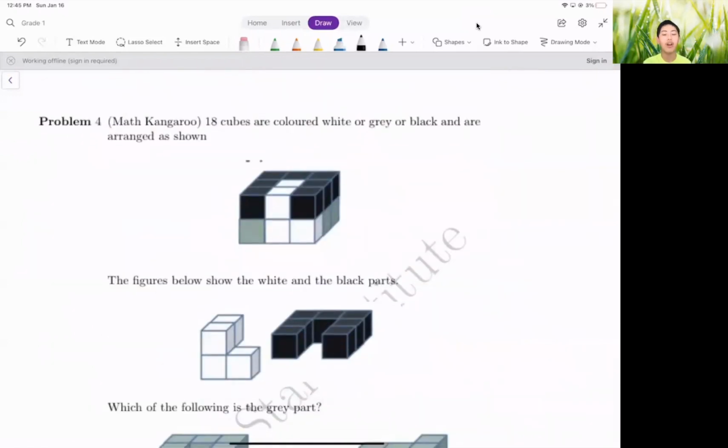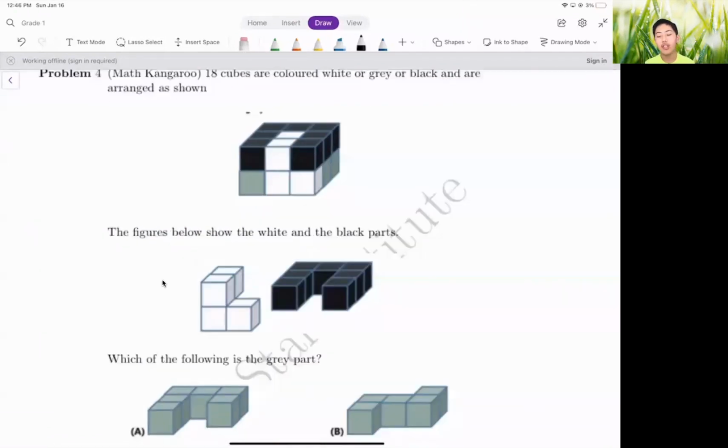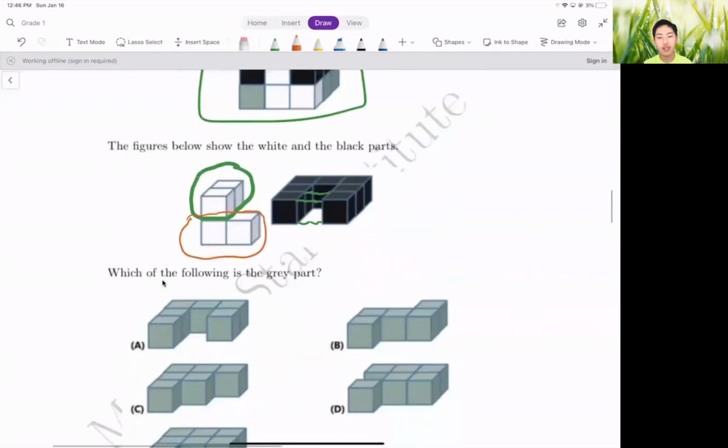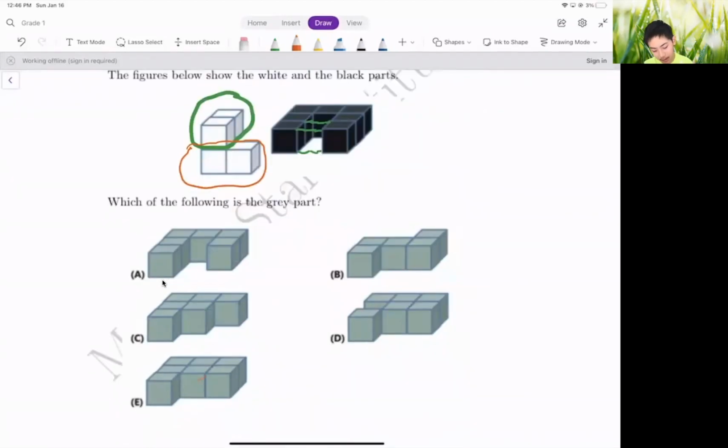Problem 4, 18 cubes are colored white or gray or black and are arranged as shown. The figures below show the white and the black parts. Which of the following is the gray part? So just playing around with these figures, we can see that this figure has 2 layers. The top layer is all black and 2 whites, as you can see, and the 2 whites are from here. And then you have the leftover remaining 2 whites on the bottom, and these 2 whites should be connected to the gray parts together. And then as you can see already, this should only be E because it connects just fine right here. So the answer should be E.